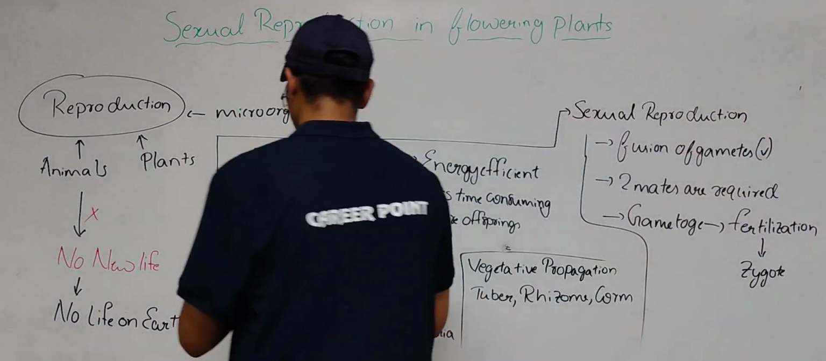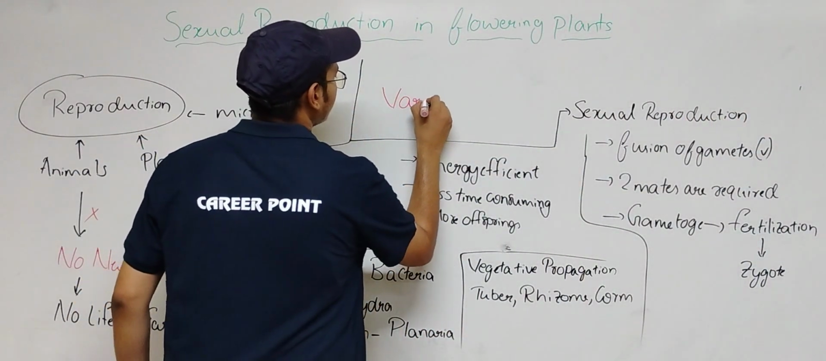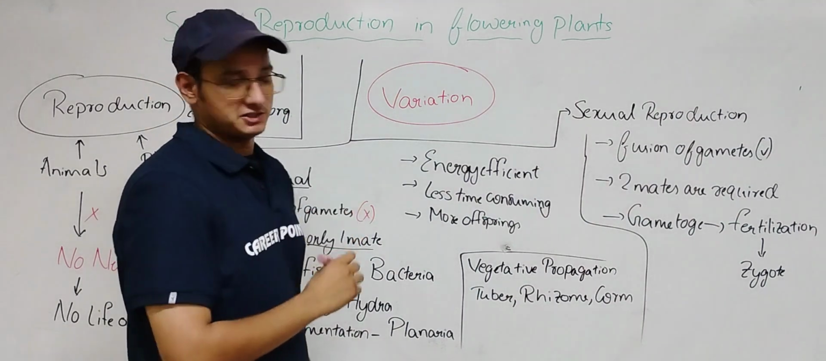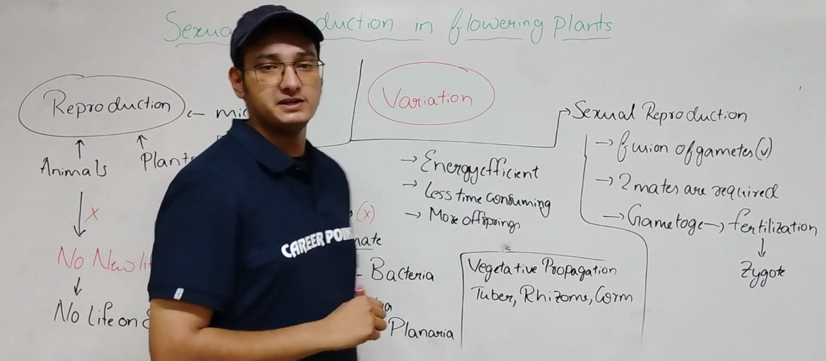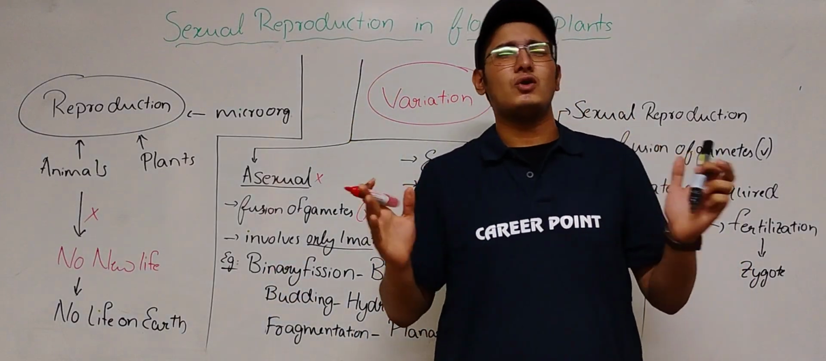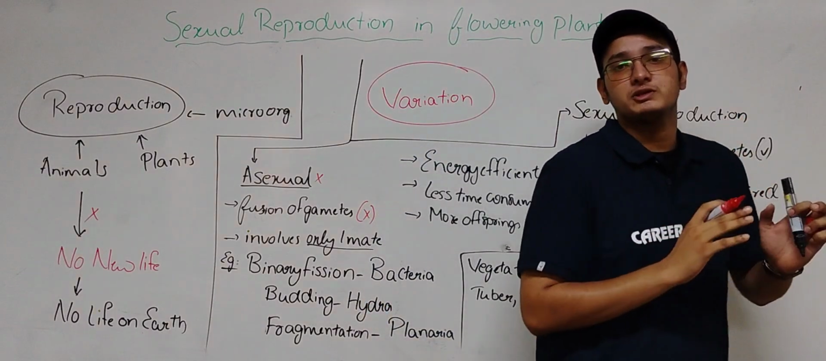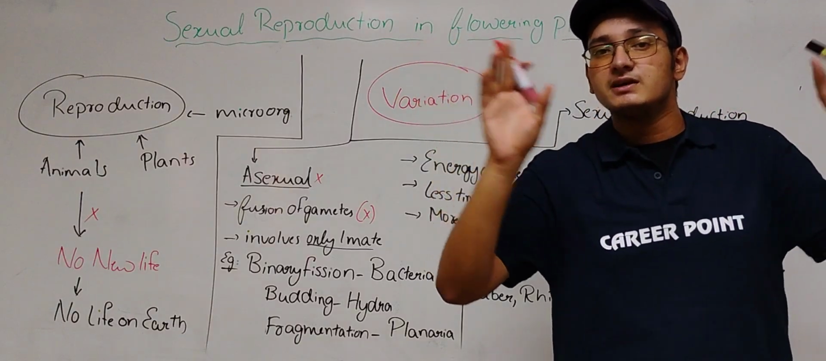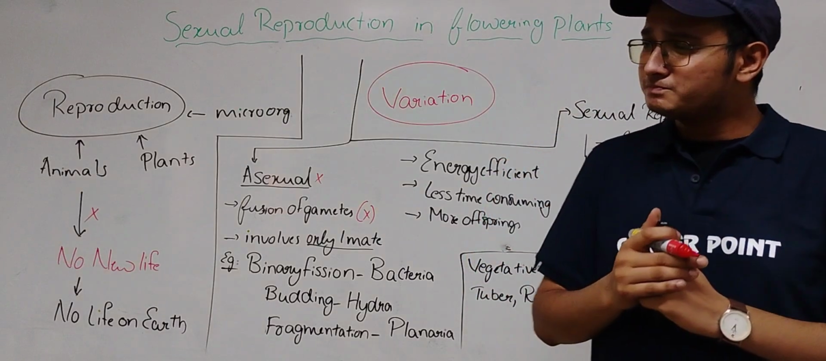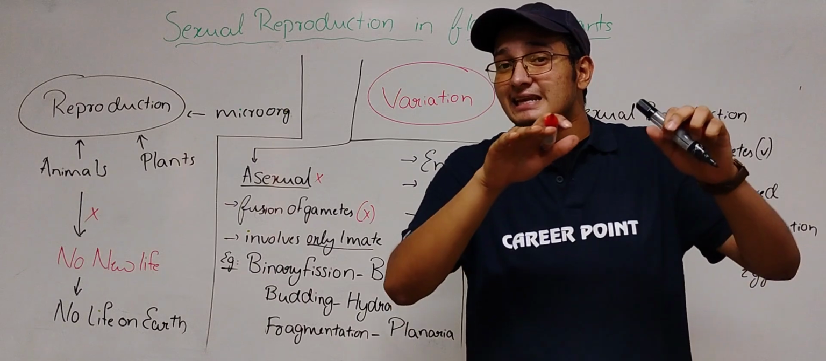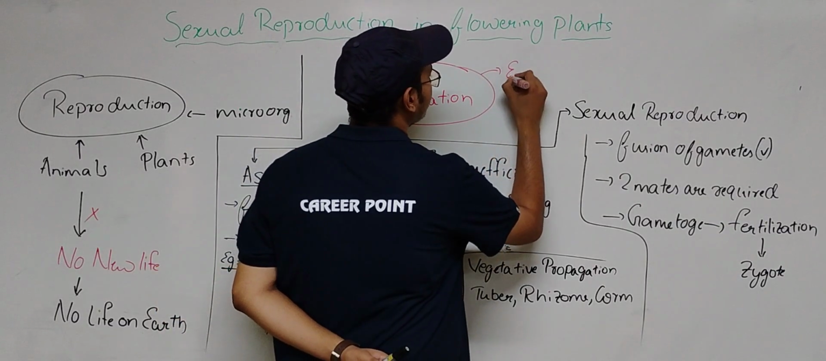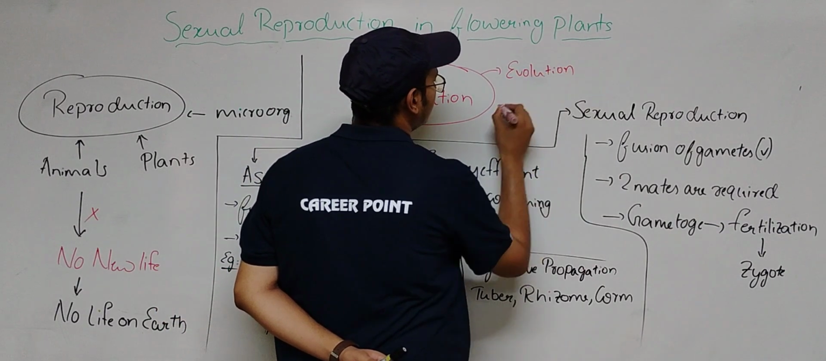Because of variation. Here, we cannot see any variation in asexual reproduction, because only a single mate is involved, and the mate and the offspring are completely identical. But if you take sexual reproduction, two different organisms are involved in reproduction, so obviously the offspring will have a difference from their parents. If there was no variation in apes, I think there would be no humans who evolved. That's the reason why variation is important for evolution and survival.